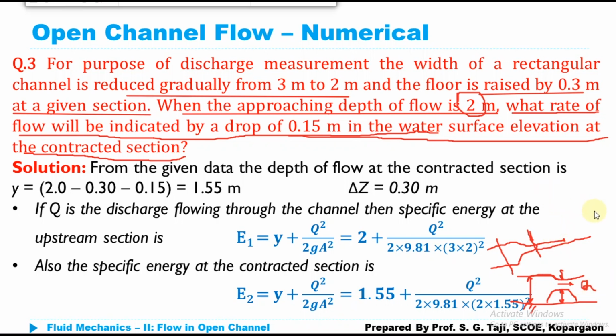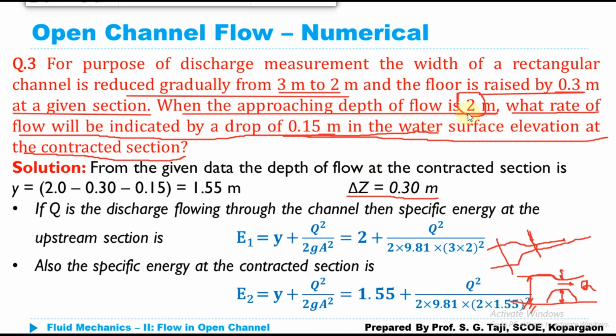So we are simply going to compute the value of Q with the consideration of our assumption. What assumption have we considered? That the energy between two sections will remain constant. Now first we will write down all the given data. They have given B1 and B2. Again they have given the depth of flow Y at section 1, and they have given the raising of the bottom level of the channel, that is delta Z equal to 0.3, and again they have shown the drop in the water surface elevation by 0.15.